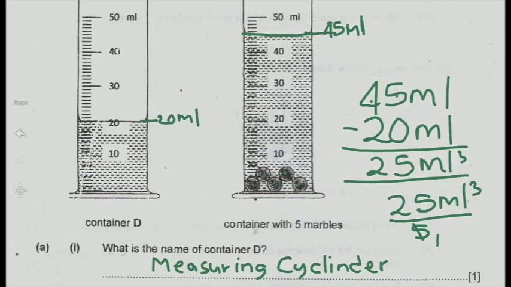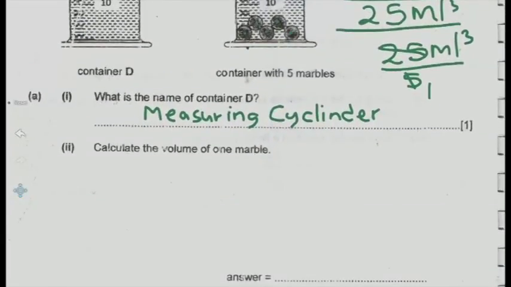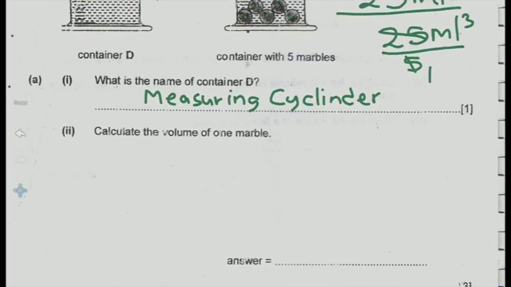5 into 5 goes 1 time. 5 into 25 goes how many times? 5, 10, 15, 20, 25. It goes 5 times. So what does this mean? It means that the volume of 1 marble here, in fact, we're supposed to calculate here, show the working here. Then the answer will be 5 milliliter cube. That is the volume of 1 marble.